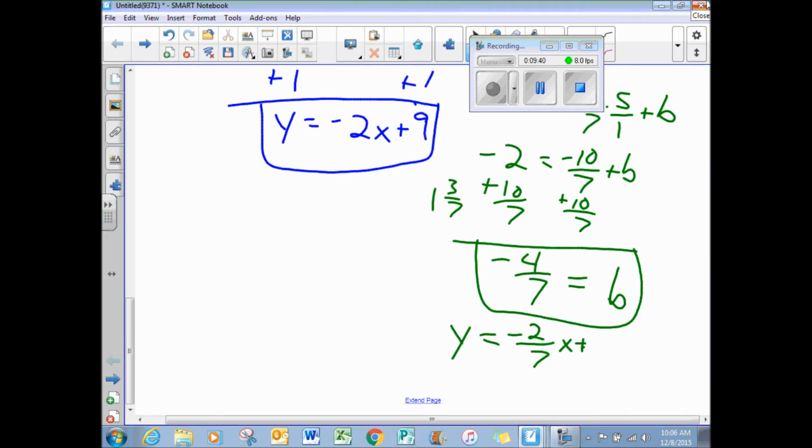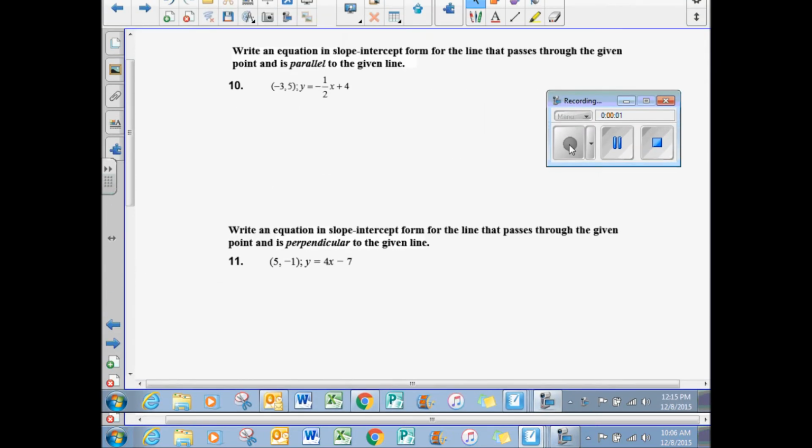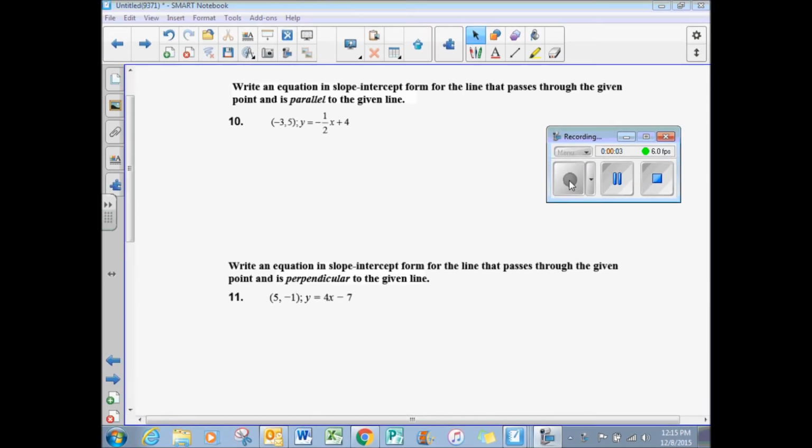Okay, so we have plus, still don't like that, plus negative 4/7. Now we're on to number 10. We're asked to write an equation in slope-intercept form. So we know that is y equals mx plus b.